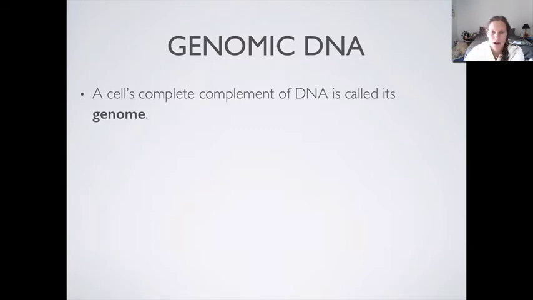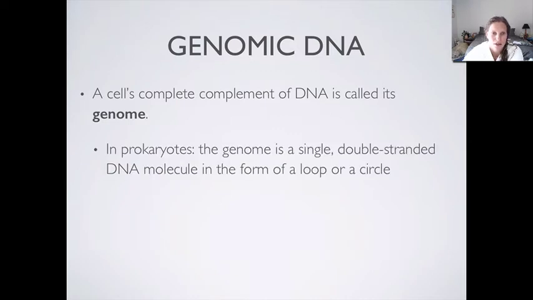So a cell's complete complement of DNA is called its genome, right? We can map our genomes now for relatively little money, and that would give us a complete set, right? So we would know completely what kind of genetic information the cells have.